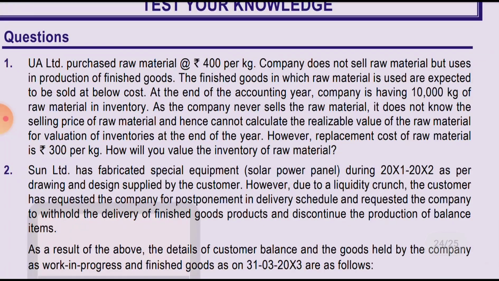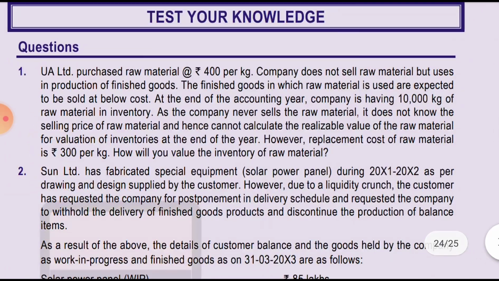UA Limited purchases the raw material for 400 per kg. The company does not sell the raw material but uses it in production of the finished goods. The finished goods in which the raw material is used are expected to be sold at below cost at the end of the year. The company is having 1000 kg of raw material in the inventory. The company never sells the raw material.